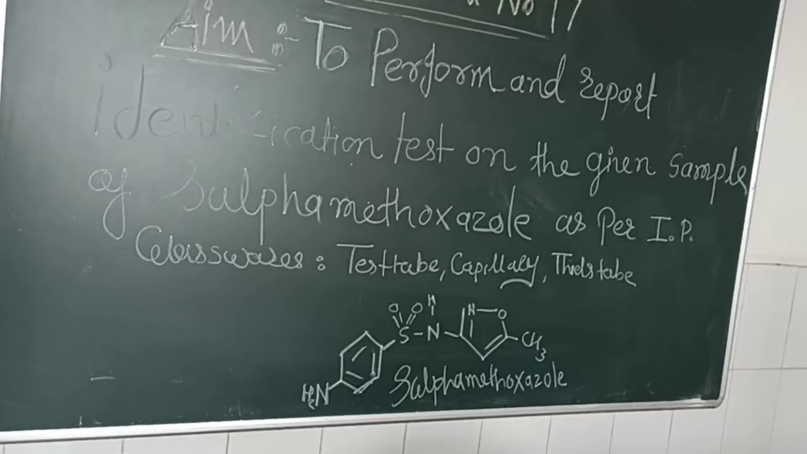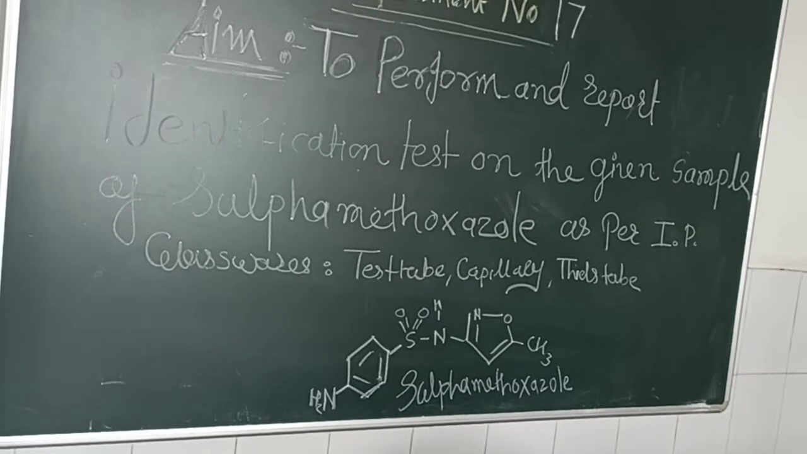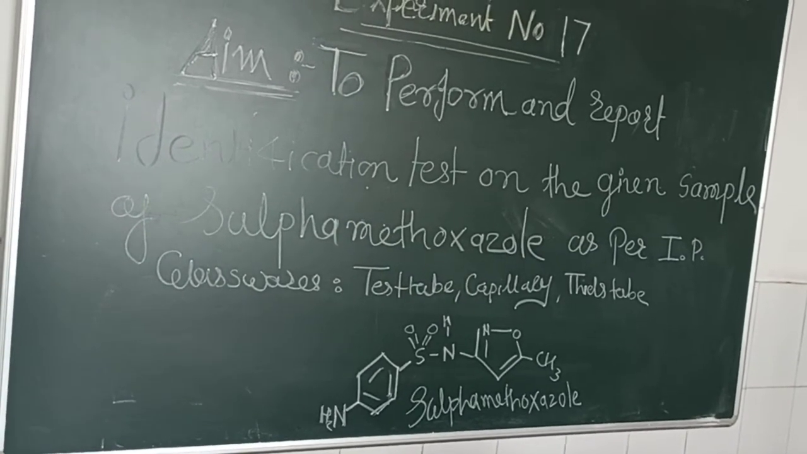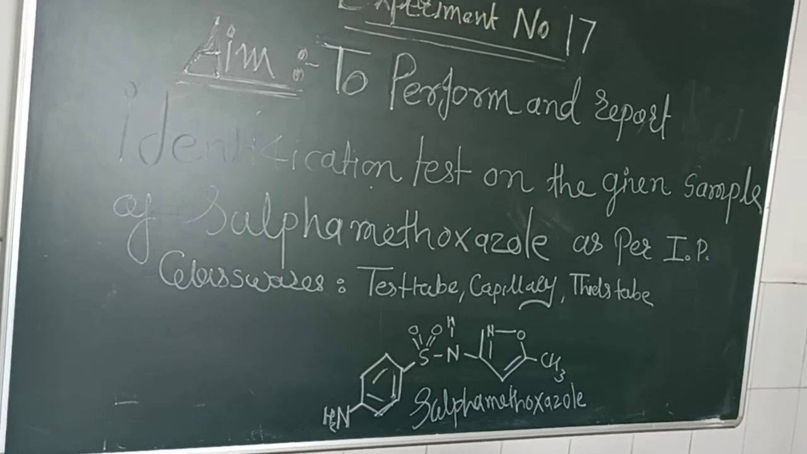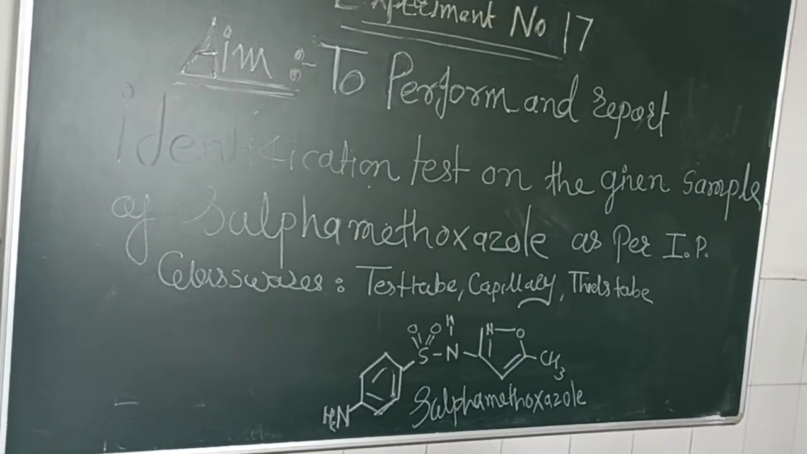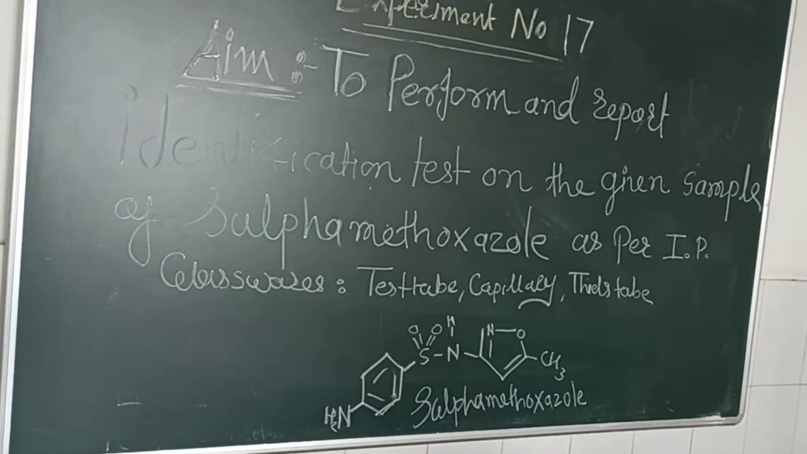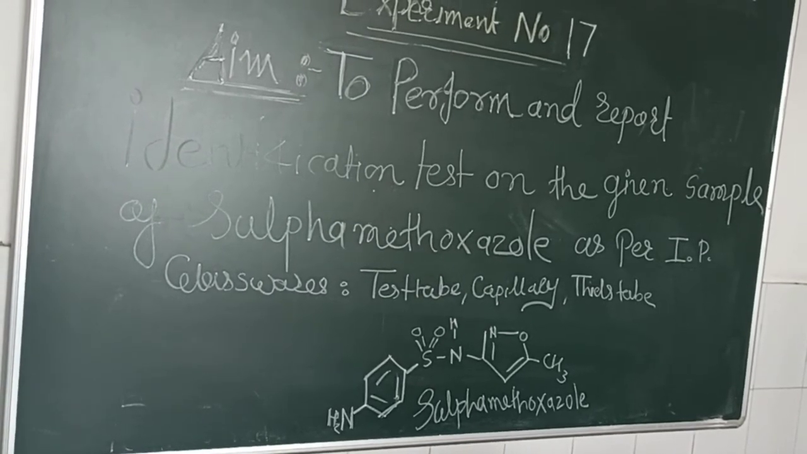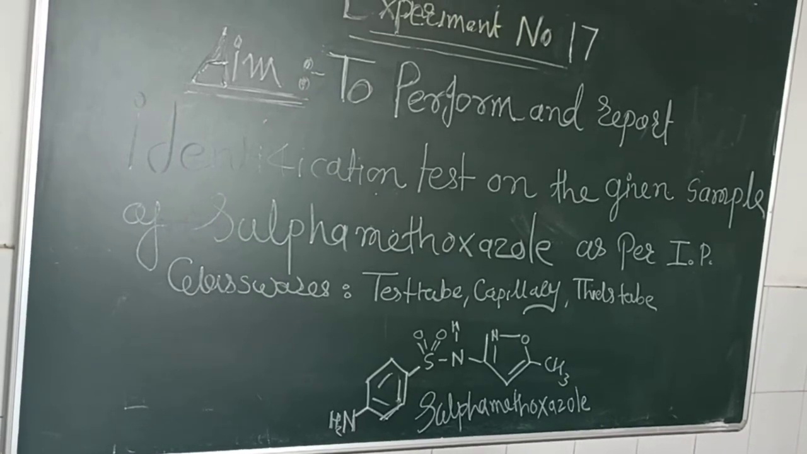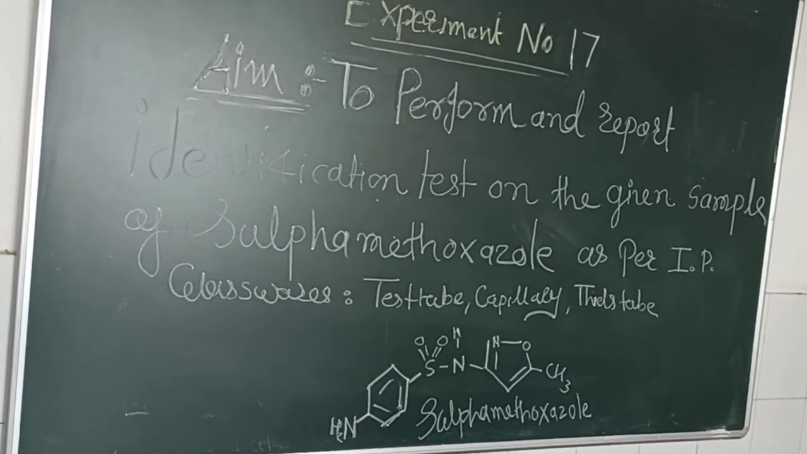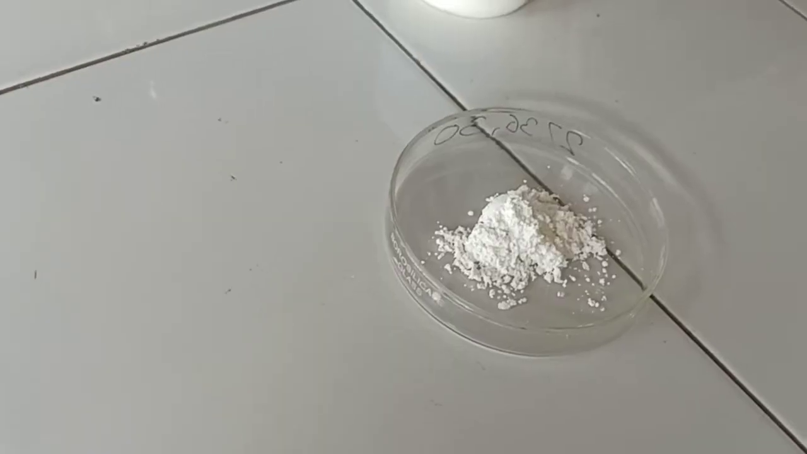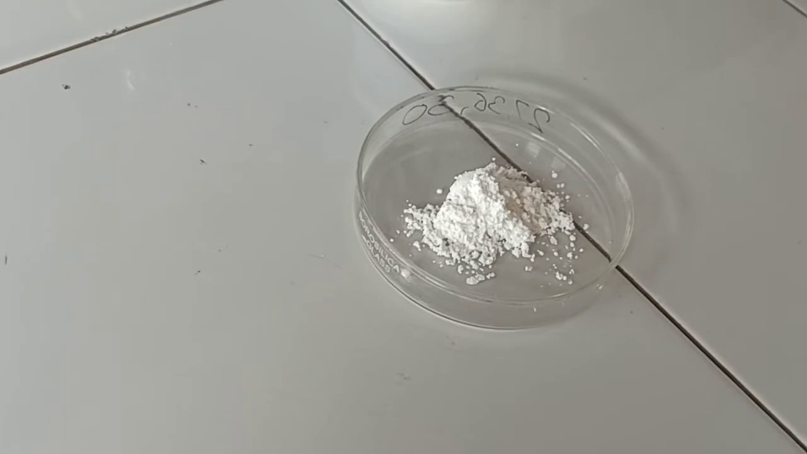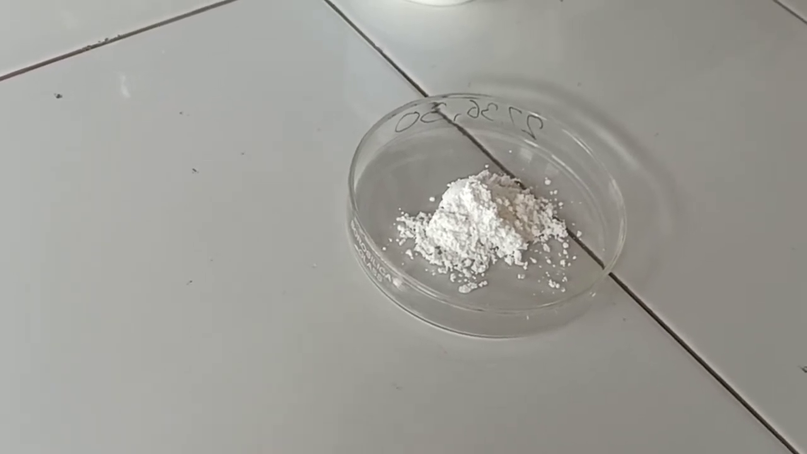So you know the steps involved in the identification test, that is description of the drug, then solubility in different solvents. So we have to see the solubility of sulfamethoxazole in different solvents. Later on we shift to the identification test as per Indian Pharmacopoeia, and then we see whether it complies or does not comply with the test. See the description of sulfamethoxazole: it is an amorphous white powder which is odorless.